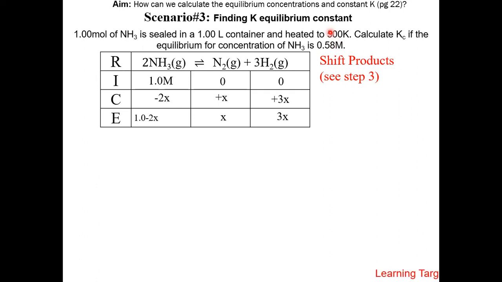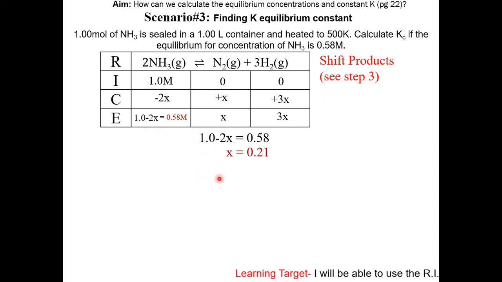Notice in the question, they tell us the equilibrium concentration of NH3. It is 0.58. So we can set 1 minus 2x equal to 0.58. We can solve for x using this equation. So x is equal to 0.21. Now that we got the value of x, we can solve for the value of the K constant.